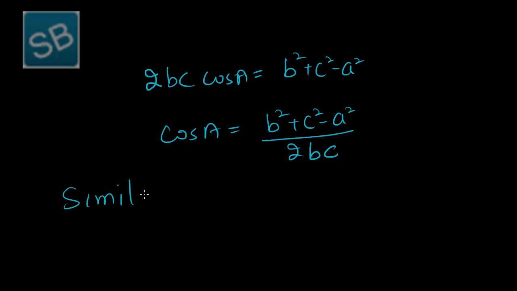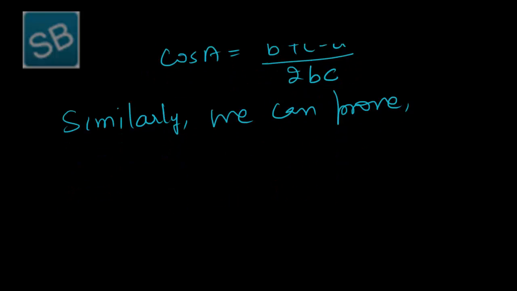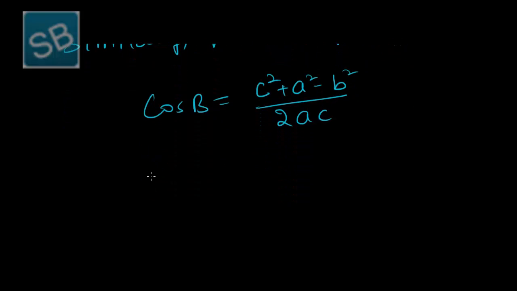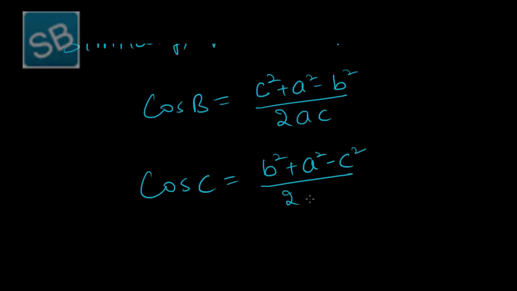Similarly, we can prove cos B is equal to (c² + a² − b²) over 2ac. If you see, we use a trick. If you find cos C, just take the opposite part: the other two sides, b² plus a² minus the square of the side opposite angle C, over the product of these two.